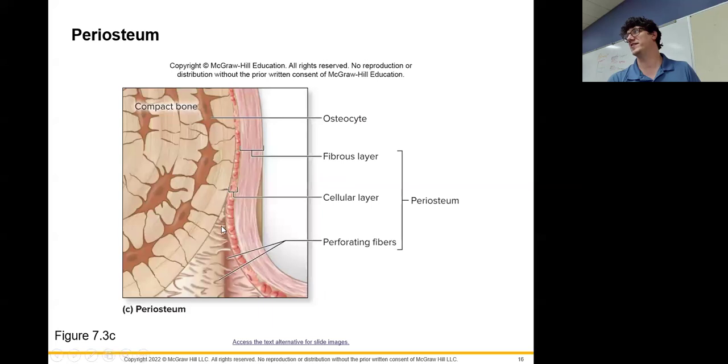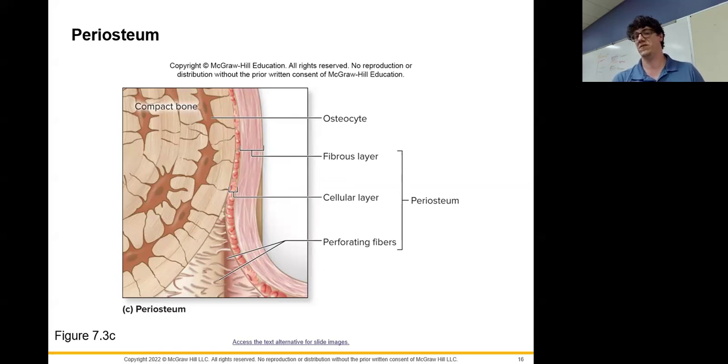Touching that surface is going to be a cellular layer. These cells are going to be called osteoblasts. Their job is to secrete bony matrix. So they will be secreting additional calcium phosphate onto the outside of the bone if we have enough calcium phosphate in our diet and we have the need for them inside our bones.